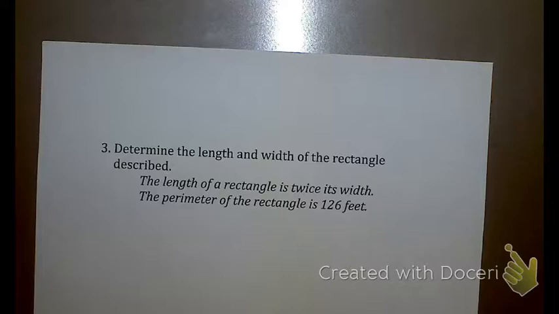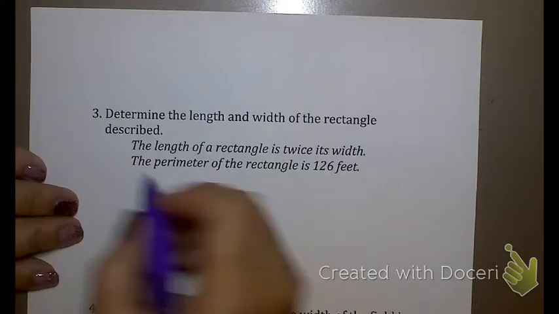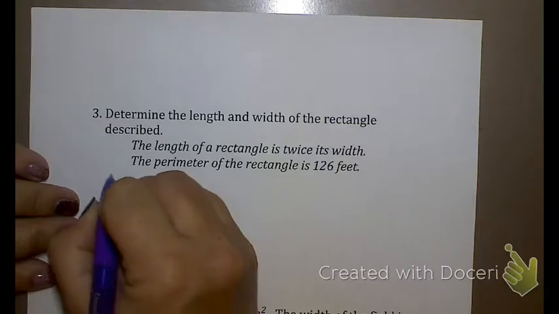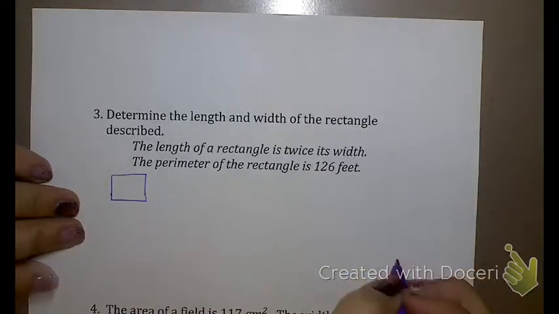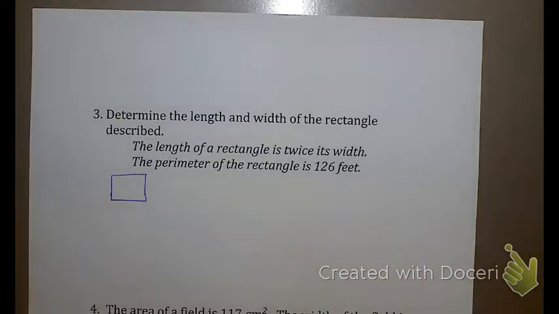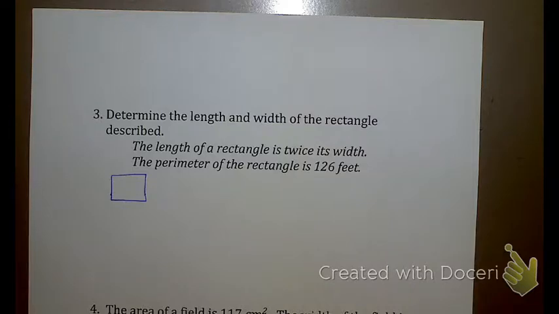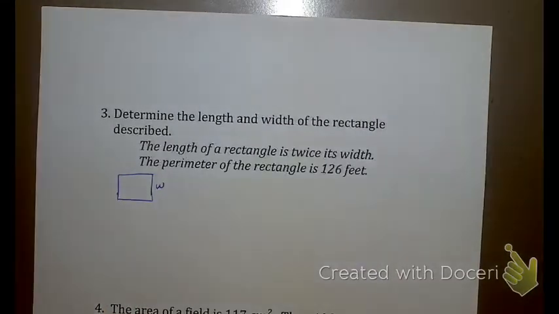Determine the length and width of the rectangle described. So again, I need to see a picture. Let's draw a rectangle. The length of the rectangle is twice its width. So think about that statement for a minute. The length of a rectangle is twice its width. Which measurement is smaller, the length or the width? The width is smaller. So I'm going to label my smaller side W.